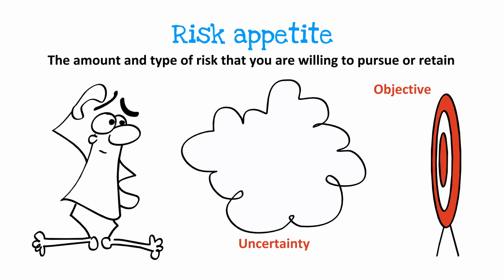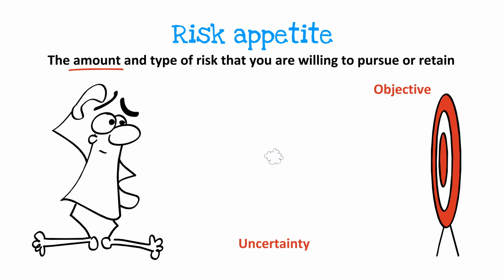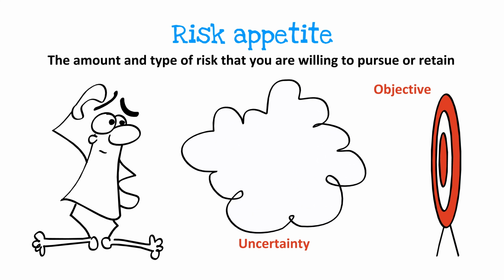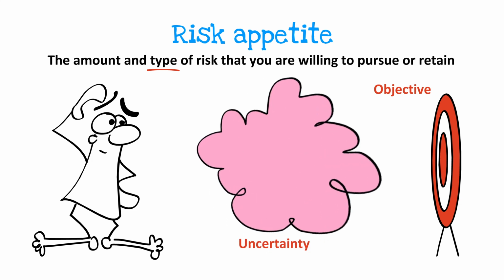If you're risk averse, you'd only be willing to take on a small amount of uncertainty. But if you're a risk seeker, then you'd be willing to take on a large amount of uncertainty. Now let's explore the second component of risk appetite, that is, type. The type of uncertainty might differ depending on the nature of the uncertainty. Here's one type, here's another, and here's a final one.